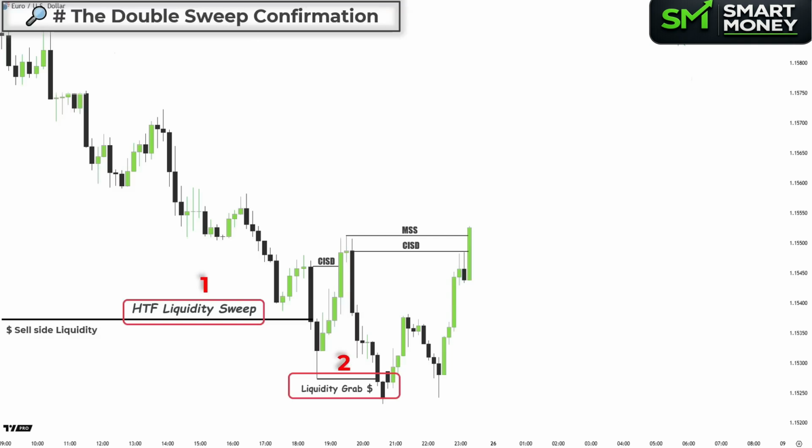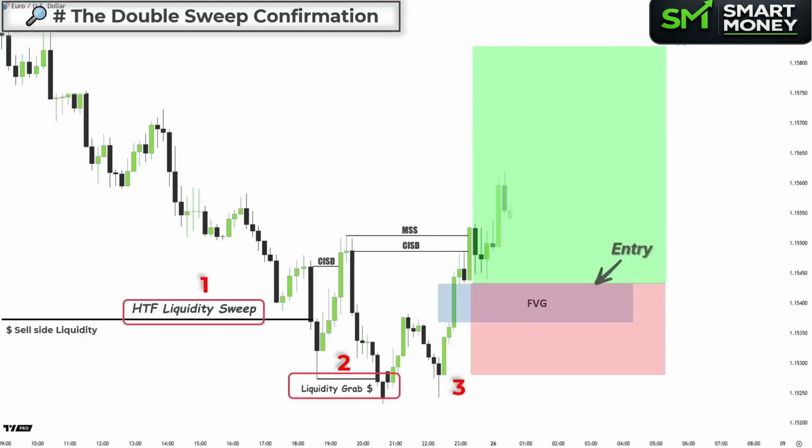Price may sweep a major high, pull back, attract early sellers, create internal highs, and then clear those highs before moving lower. This is important because smart money does not always reverse immediately after taking higher time frame liquidity. In many cases, price first clears the major external liquidity, then removes the newly created internal liquidity, and only after that begins the true reversal.